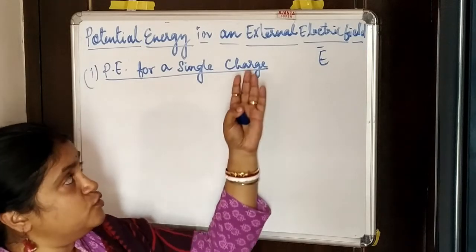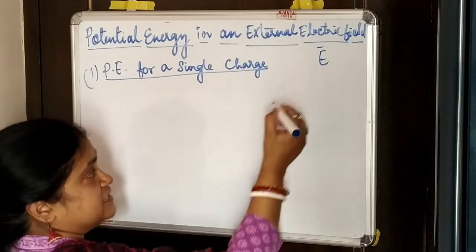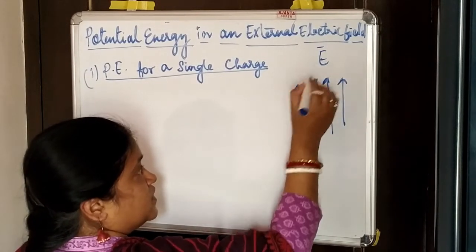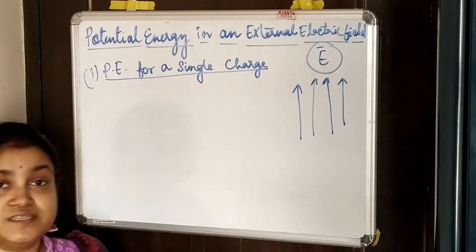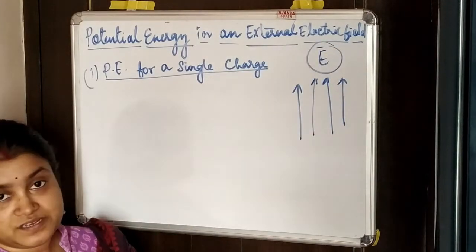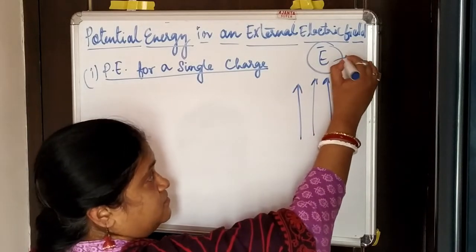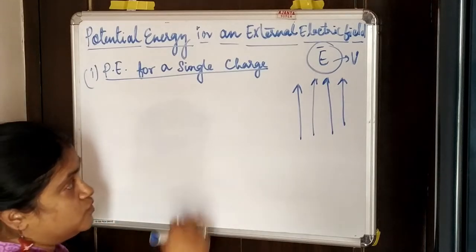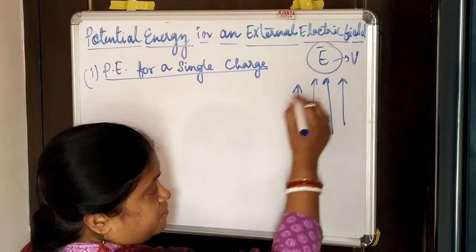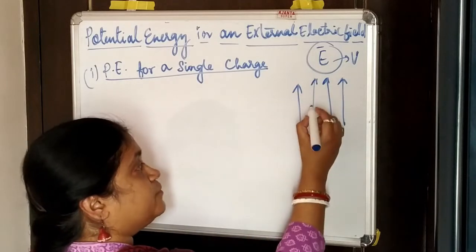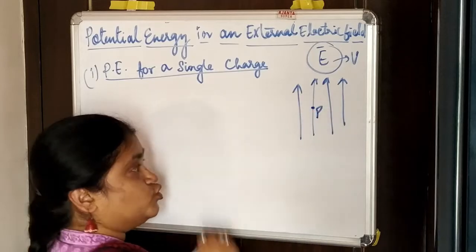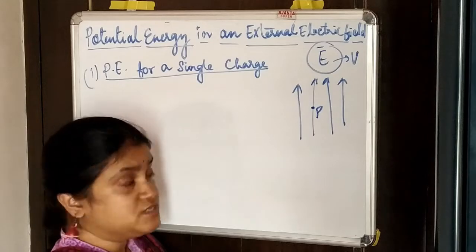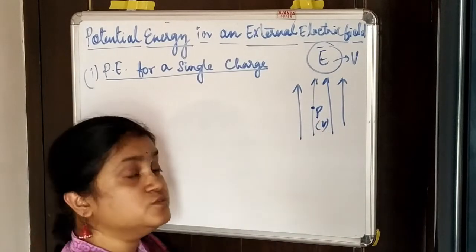Suppose we already have an external electric field E, which is in this direction, and the external electric field strength is E. This electric field will have a certain potential associated with it, which is V. For this electric field, at a particular point I choose P, and the potential of this point in this electric field, let us suppose, is V.